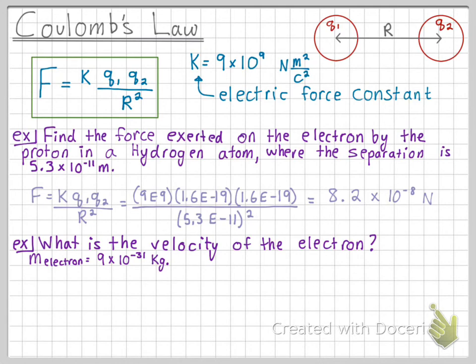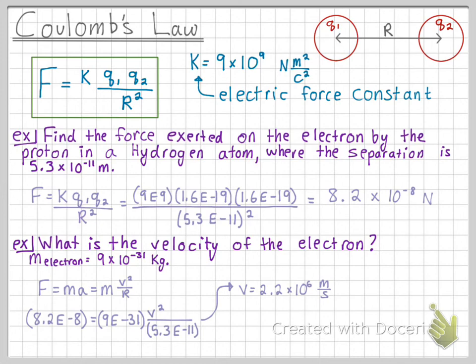We can also be asked what the velocity of the electron is. And we know that the force is equal to the mass times the acceleration, and that since the electron is orbiting the nucleus, the acceleration is equal to the centripetal acceleration, which we learned is equal to the velocity squared over the radius. And we know these following variables, and we can see that the electron's velocity is 2.2 times 10 to the 6 meters per second.